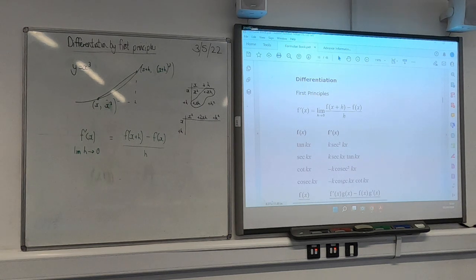Now we know the answer, don't we? We know that when you differentiate x cubed, you get 3x squared. So we know what we're aiming for. So that's quite nice in a way. We can maybe use that to guide what we're doing in some way.